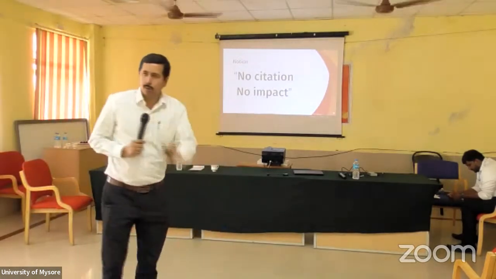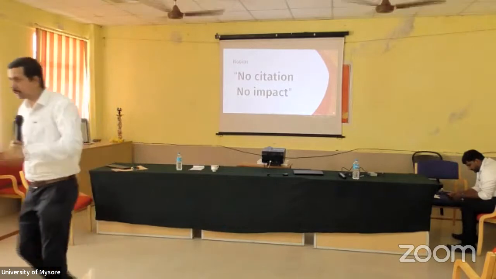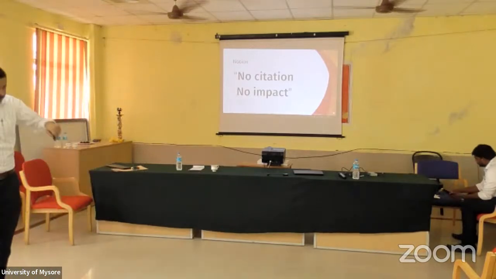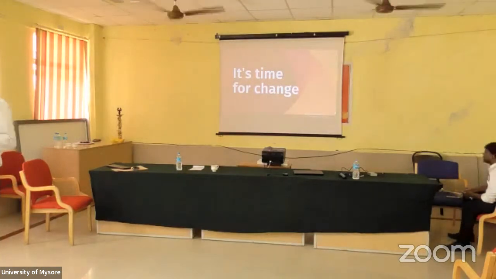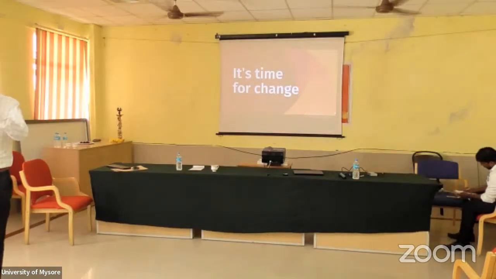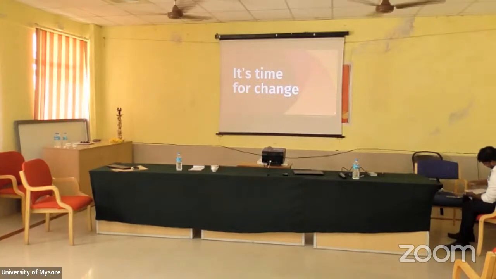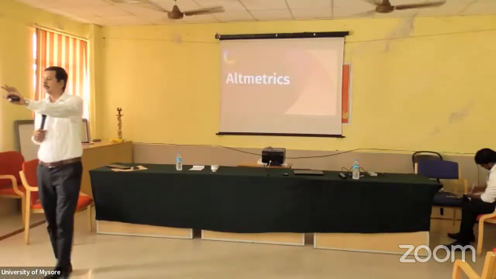So the notion in traditional metrics is no citation, no impact, but this must change. If an article causes a lot of discussion, a lot of debate, if a scholarly article causes a lot of debate among the public, then that also should be taken into account as impact. Thus was born altmetrics.